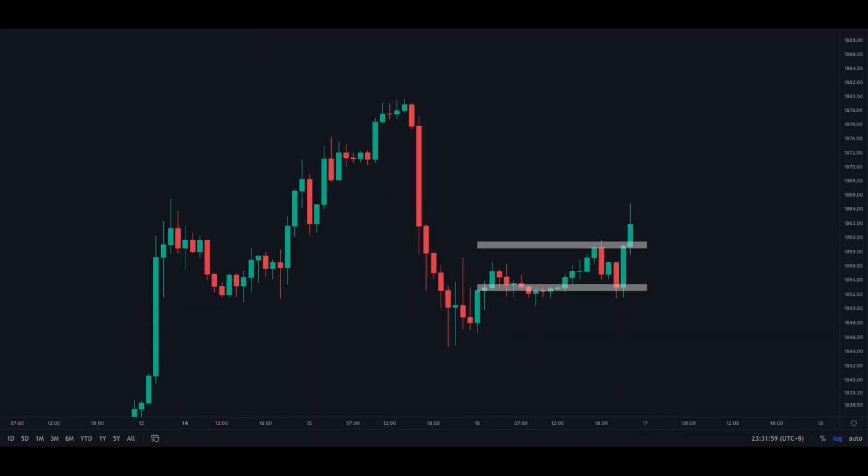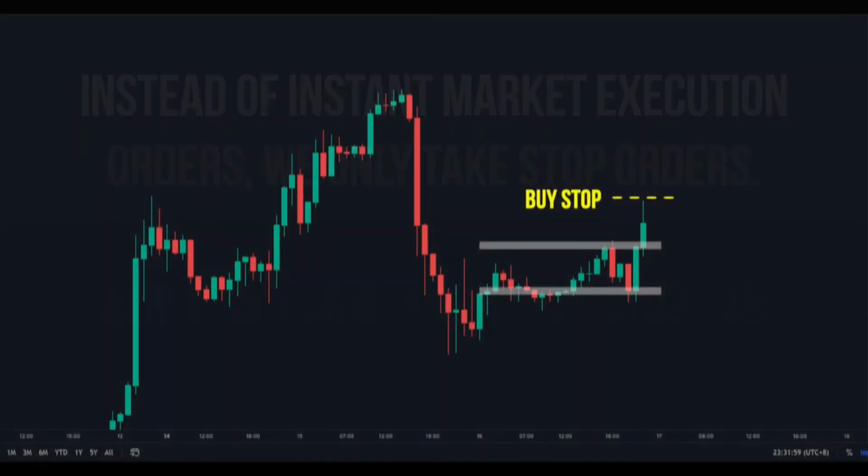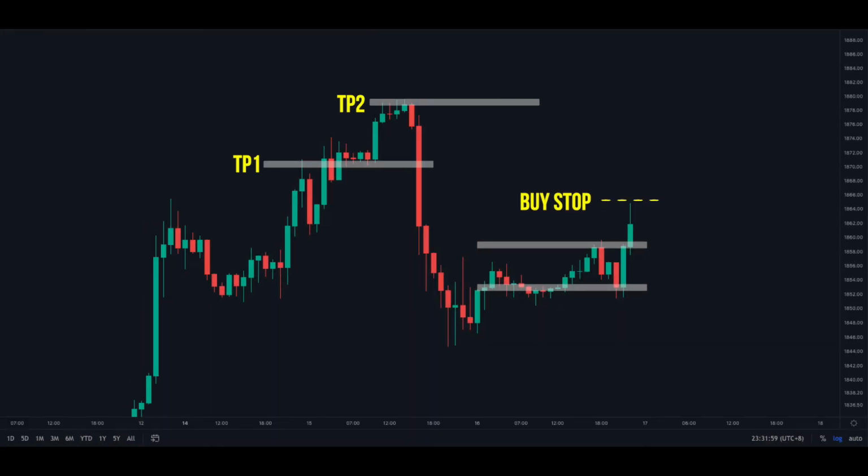Above the high of the current candle, we'll place a buy stop. Once activated, only then have we entered the trade. This extra confluence will ensure us the trade idea is valid. So, instead of instant market execution orders, we only take stop orders, buy stop for buys or sell stop for sells. So again, here's our take profit at this first resistance to the left.